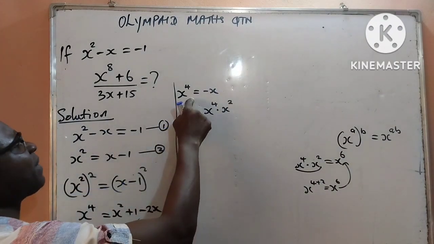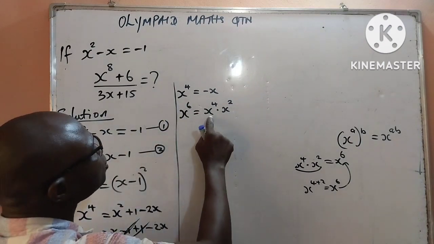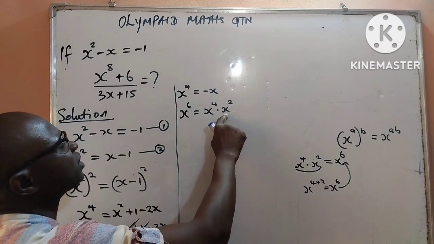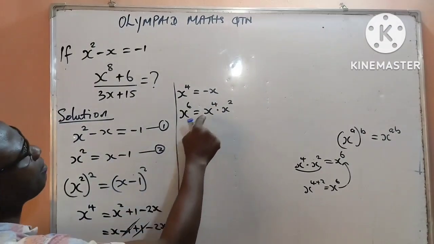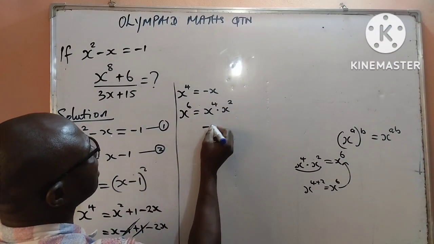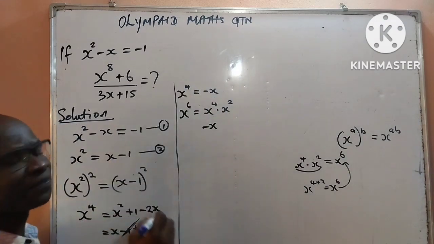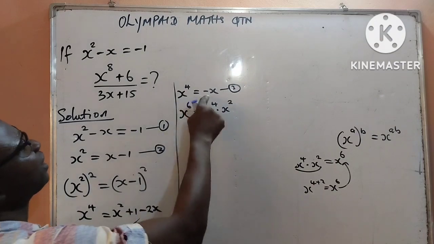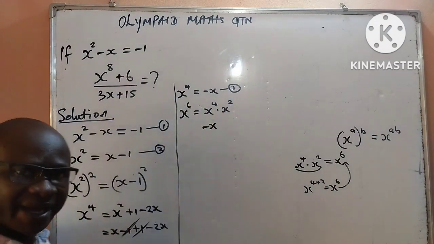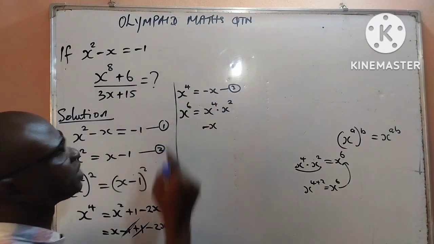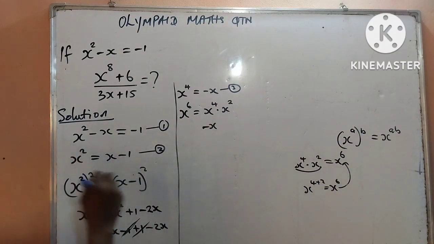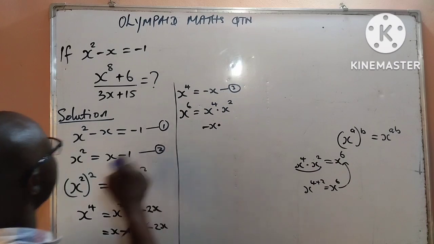Therefore, my x to the power 6 will now be a substitution of x to the power 4 multiplied by the substitution of x to the power 2. My x to the power 4 is simply minus x from here. Let this now be equation 3. So equation 3 is representing x to the power 4. So I have replaced it with a negative x. And my equation 2 is x to the power 2, which is multiplied by x to the power 2.